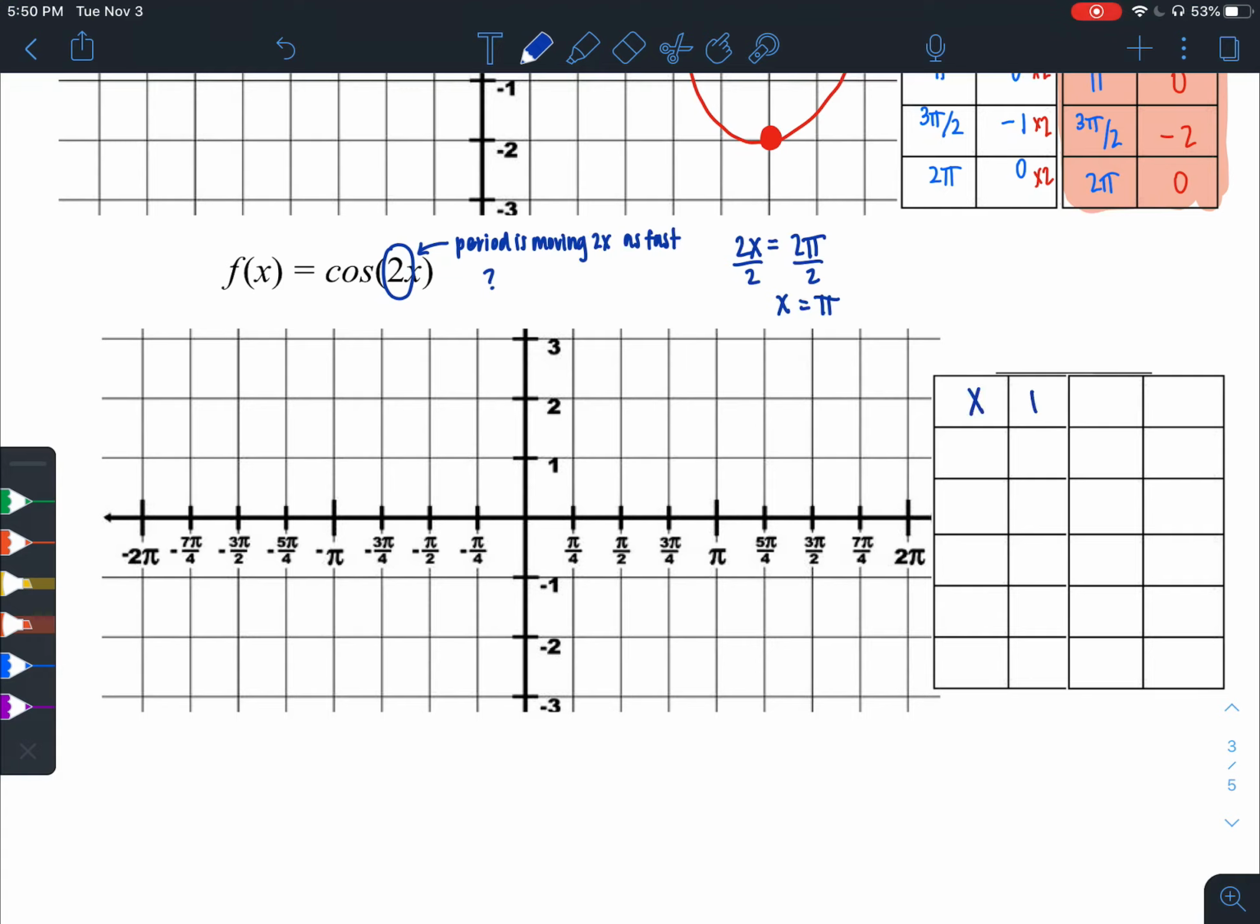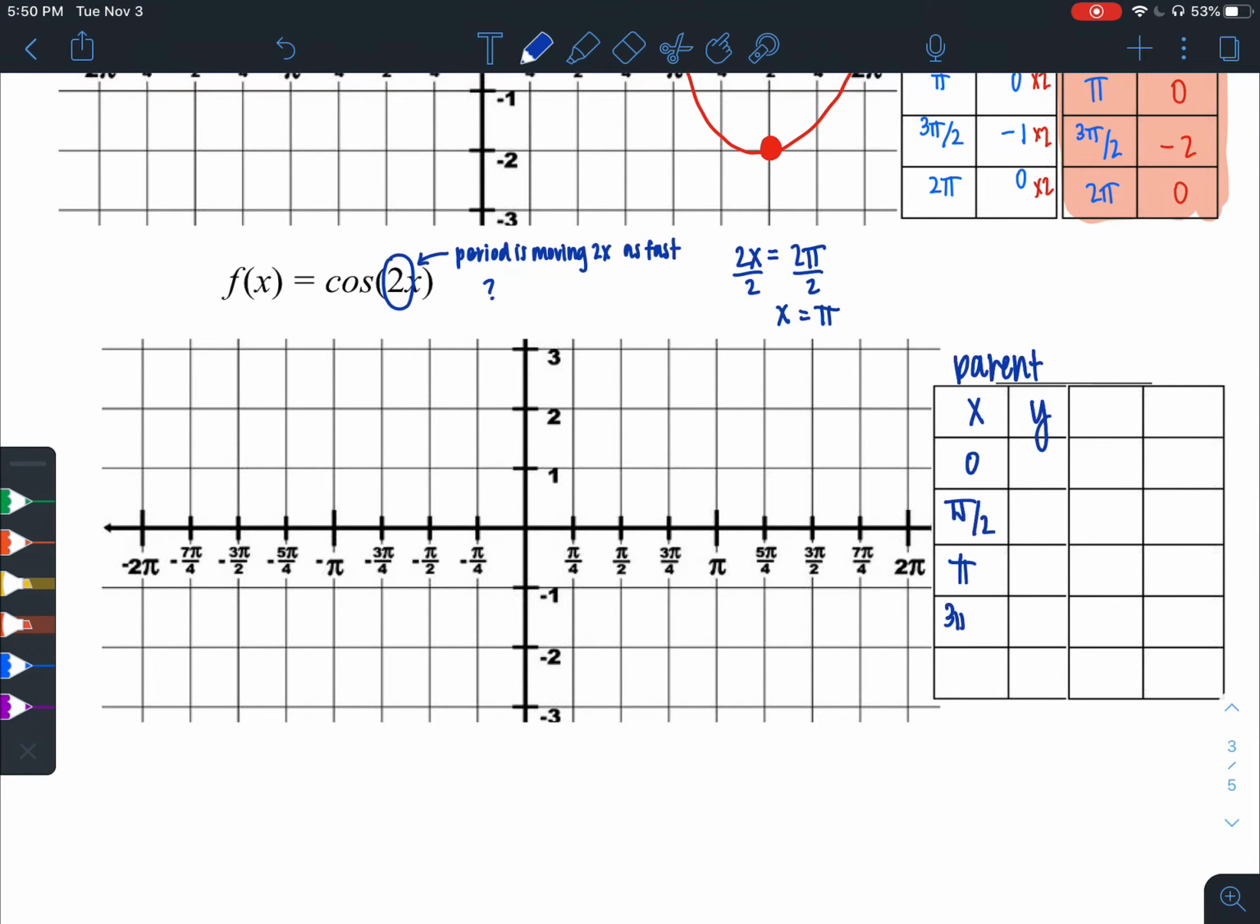So here I've got my x and my y. These are my parent, and this is cosine. So we want to make sure we copy our cosine graph. So 0, pi over 2, pi, 3 pi over 2, and 2 pi. And then our y values are 1, 0, negative 1, 0, 1.